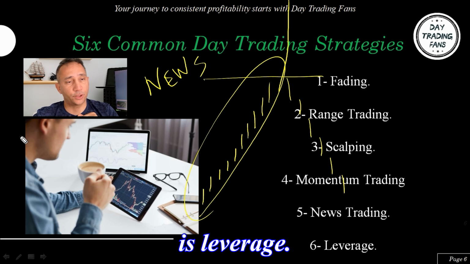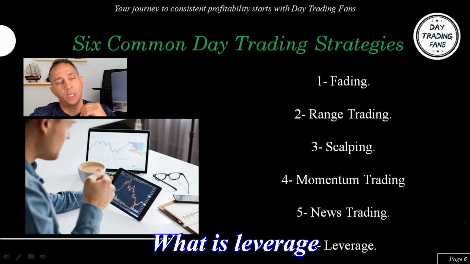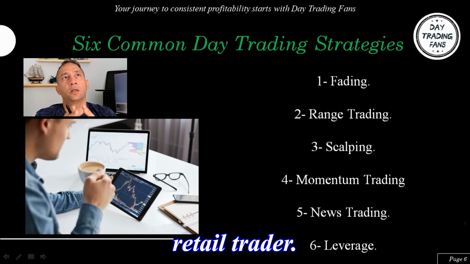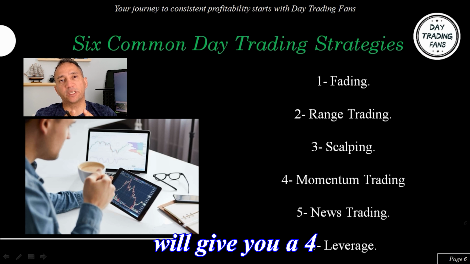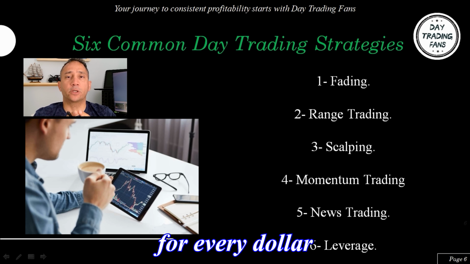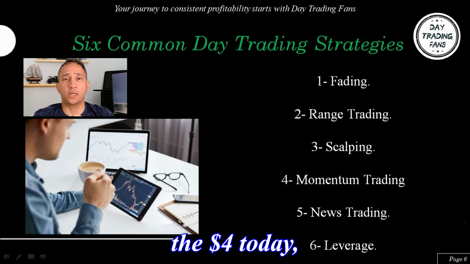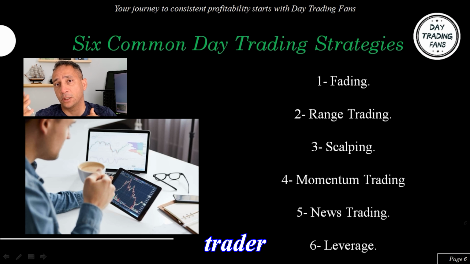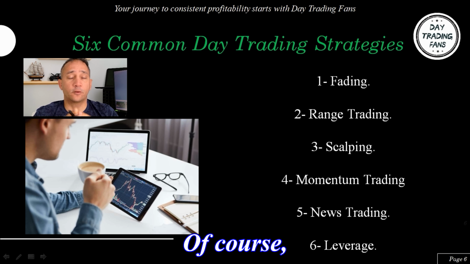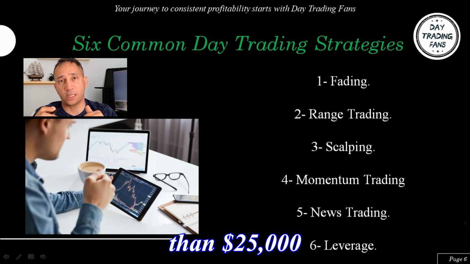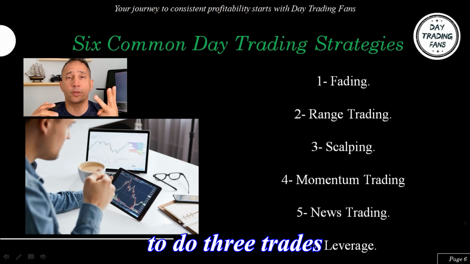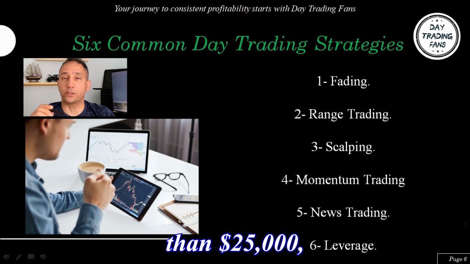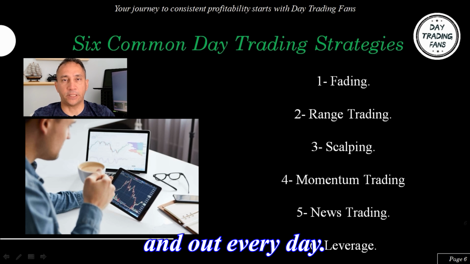Number 6 is leverage. What is leverage? For you as a retail trader, when you open your margin account, almost 90% of retail brokers will give you a 4-to-1 margin. For every dollar you have in cash, they will give you $4 to trade. If you have 10,000, they'll give you 40,000. If you have 25,000, which is a pattern day trader, they'll give you $100,000. Of course, if you have less than $25,000 in your margin account, you're only allowed to do 3 day trades a week, not swing trades. If you have more than $25,000, you can trade in and out every day.